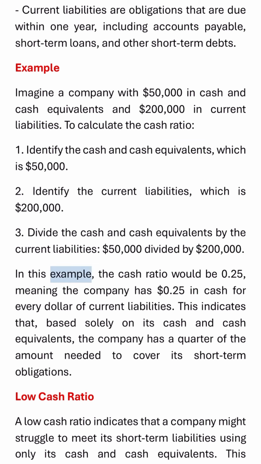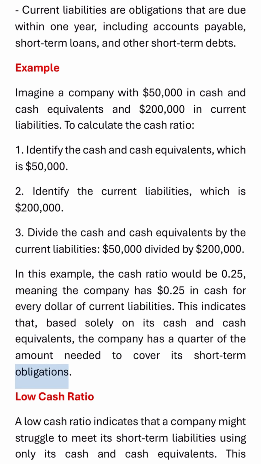In this example, the cash ratio would be 0.25, meaning the company has 25 cents in cash for every dollar of current liabilities. This indicates that, based solely on its cash and cash equivalents, the company has a quarter of the amount needed to cover its short-term obligations.